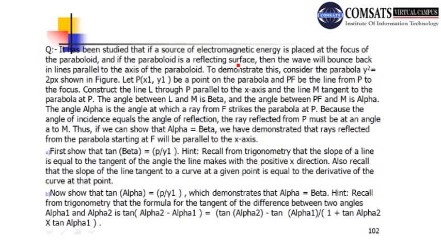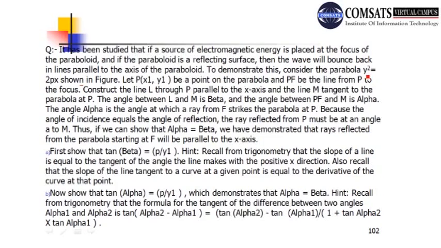As we know, the paraboloid is a reflecting surface, so all the data, all the signals, are reflected towards the focus of this dish antenna. Waves will bounce back in parallel lines to the axis of the paraboloid. To demonstrate this, consider the parabola.